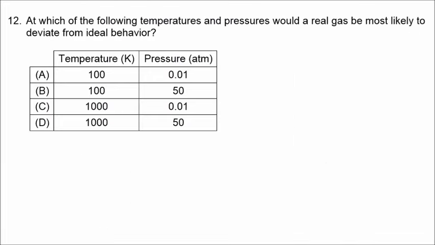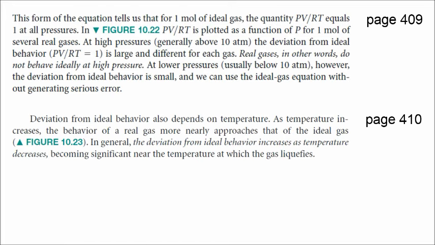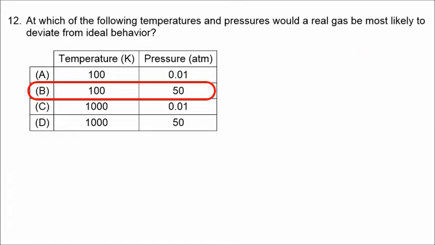Number 12 is talking about deviating from ideal behavior. So take a look on page 409 and 410 in your textbook. With respect to pressure, real gases do not behave ideally at high pressures, normally higher than 10 atmospheres. And then as far as temperature is concerned, in general, the deviation from ideal behavior increases at low temperatures. So we're looking for low temperatures and high pressures. Correct answer to number 12 is B.